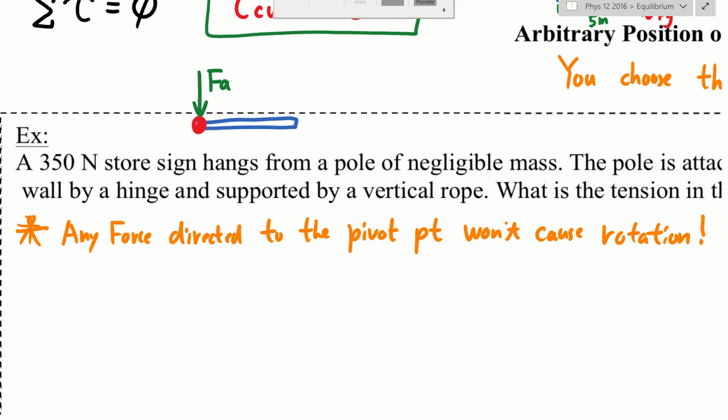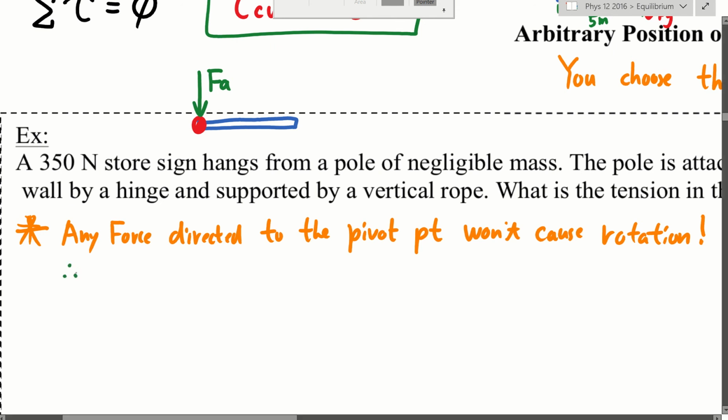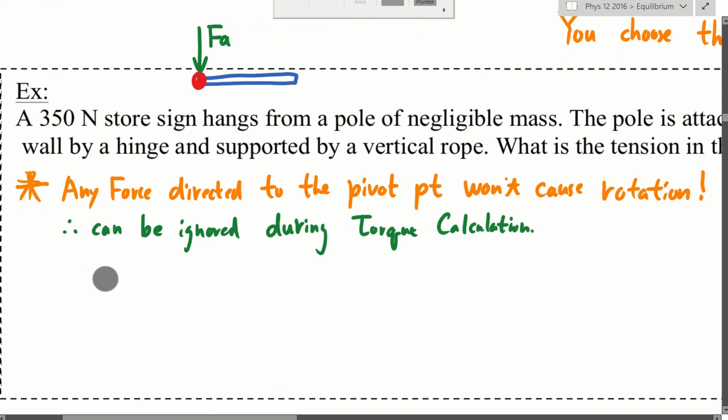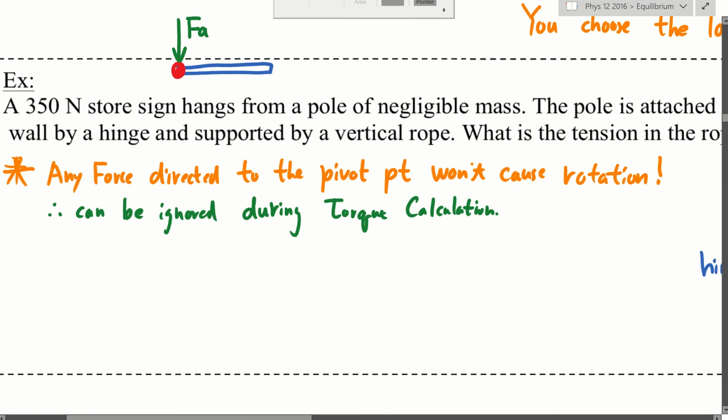So any force directed exactly at the pivot point won't cause any rotation, and therefore can be ignored during torque calculation. For now. Okay, so this is the art of picking the pivot point.